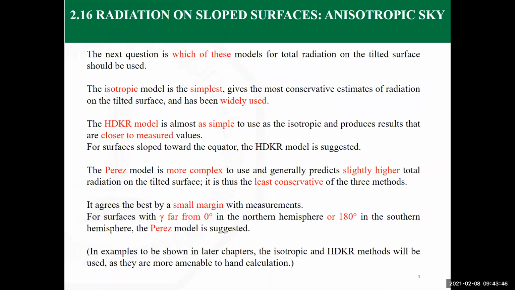Which one of these models should be used? The isotropic is the simplest. It gives the most conservative estimate of the radiation on a tilted surface. The HDKR is nearly as simple as the isotropic model. It just has one additional component. It gives results that are closer to the measured values, so closer to the true values.